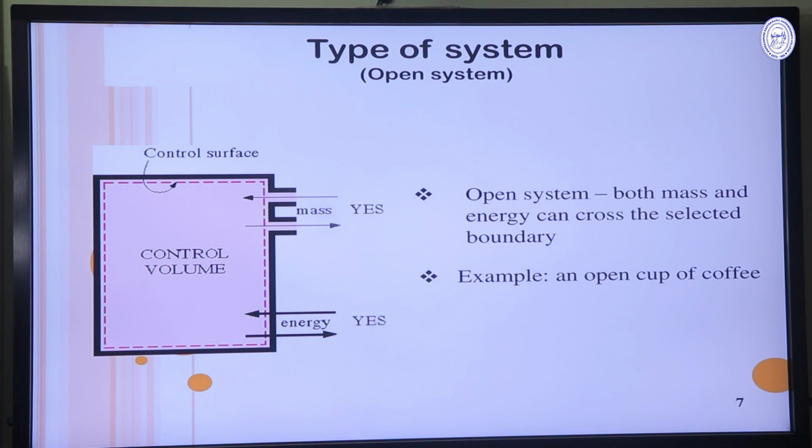And there are numerous examples of such open systems as well. Taking an example of an open cup of coffee or an open cup of tea, it is an open system because gradually there is a release of energy. If it is hot, it will cool down, the surrounding will gain more temperature, and as a result of evaporation the volume will also decrease. So there is an exchange of mass and energy, and such a system is called an open system.